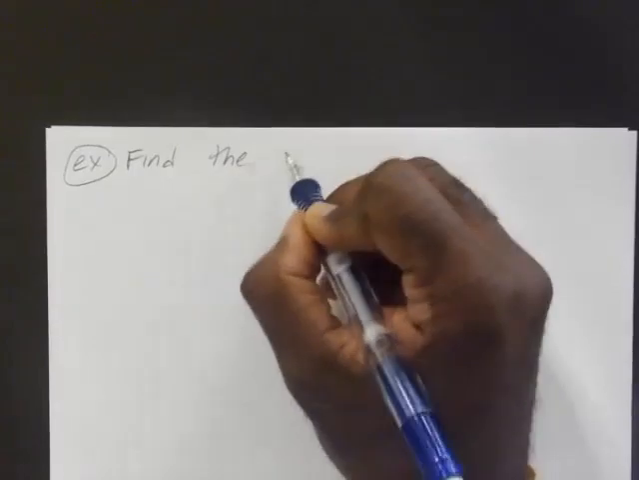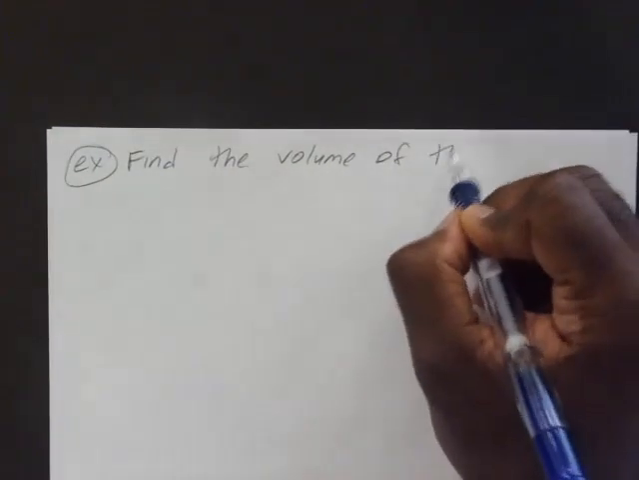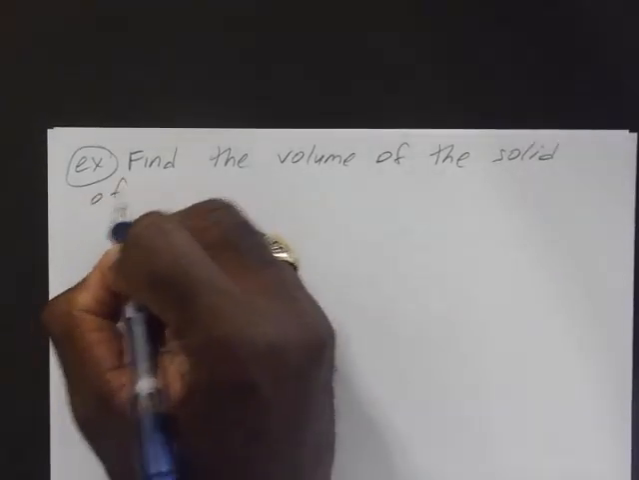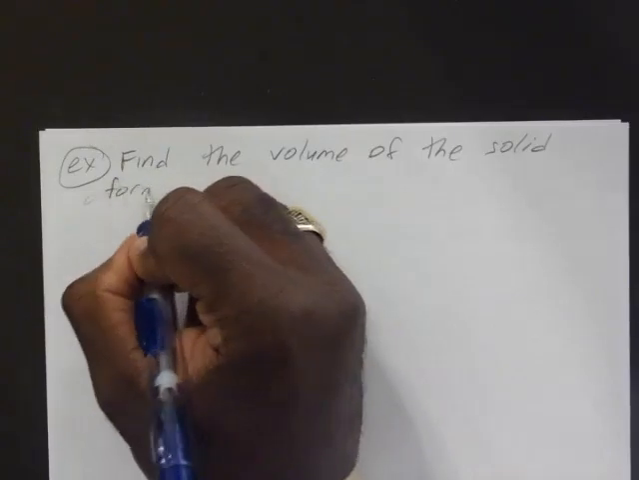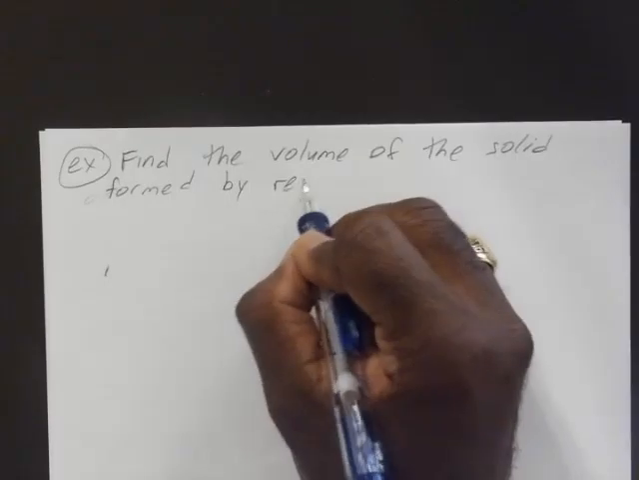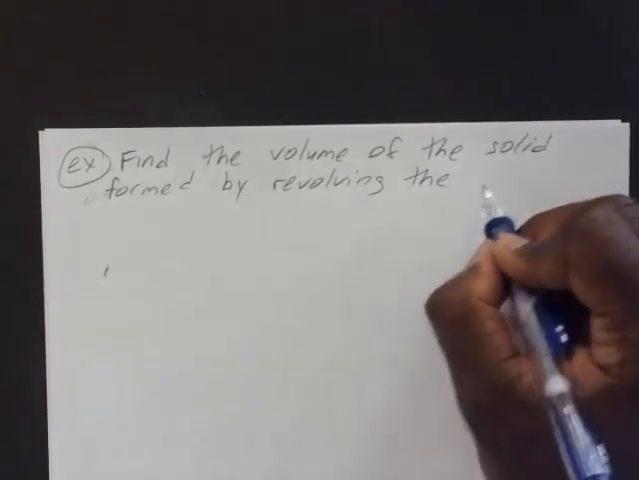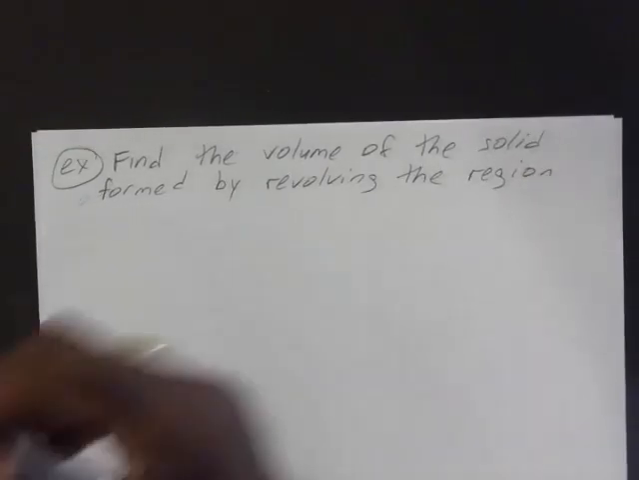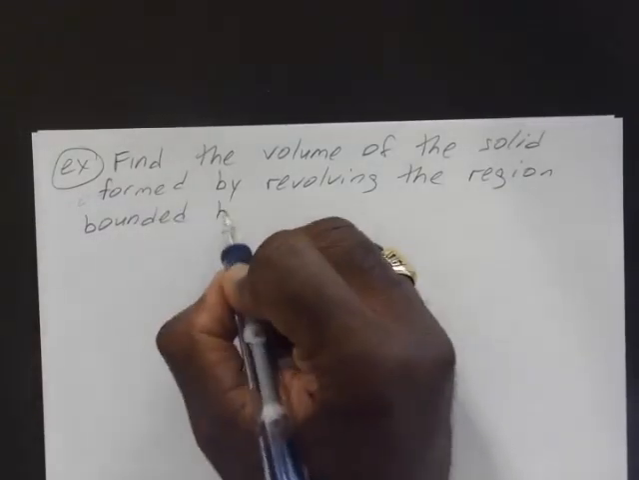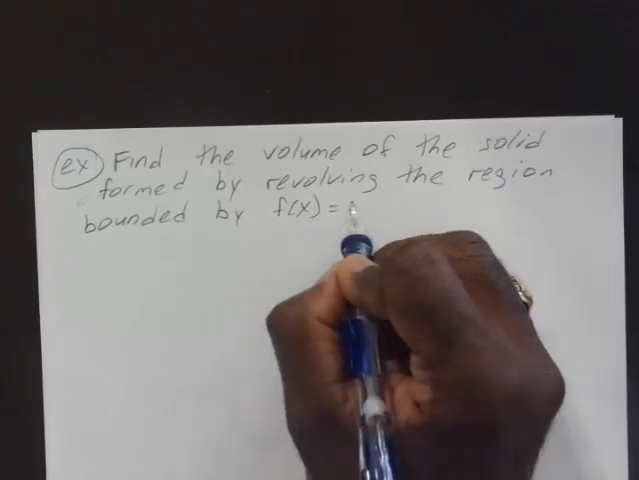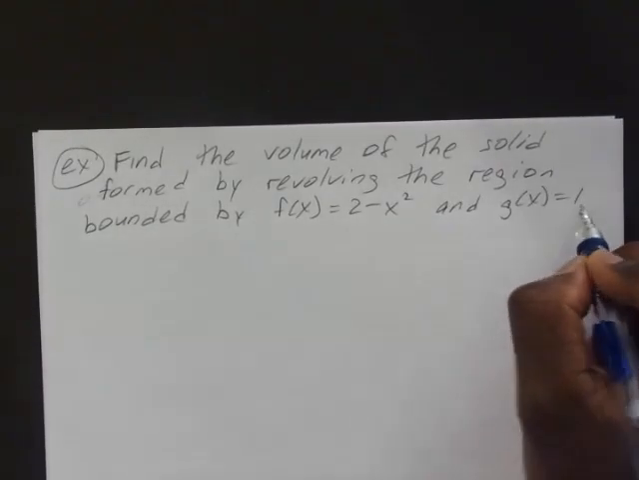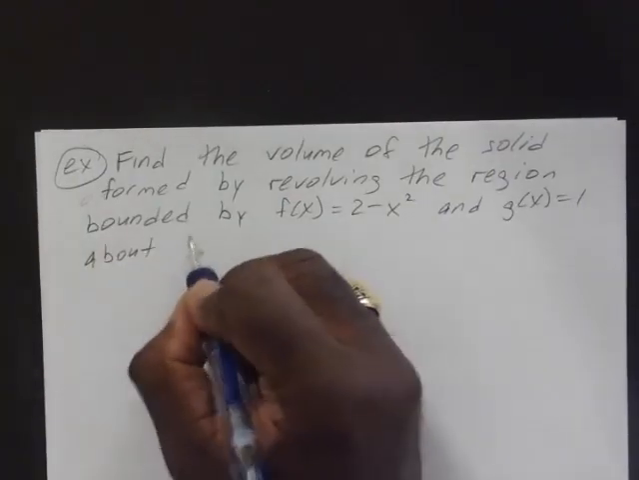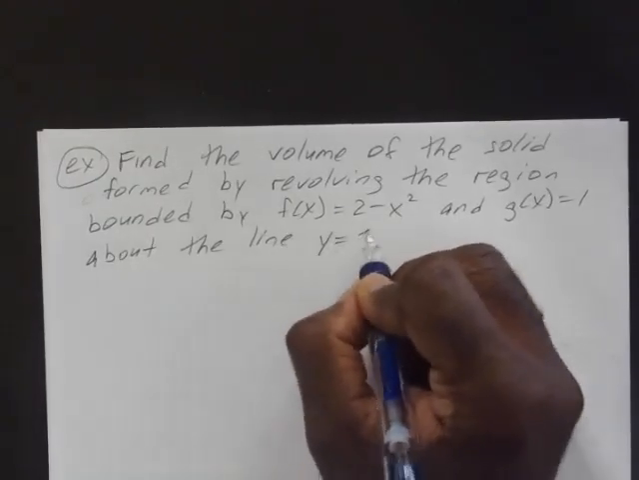Okay, so let's say for this one, we wanted to find the volume of the solid formed by revolving the region bounded by f of x equals 2 minus x squared and g of x equals 1, about the line y equals 1.